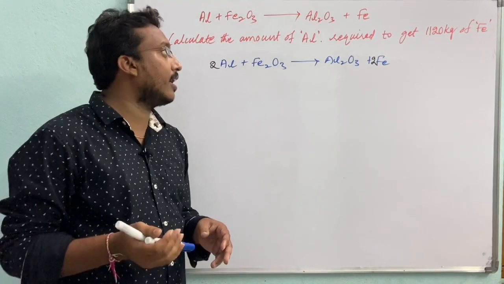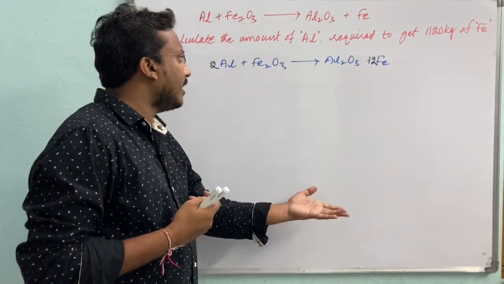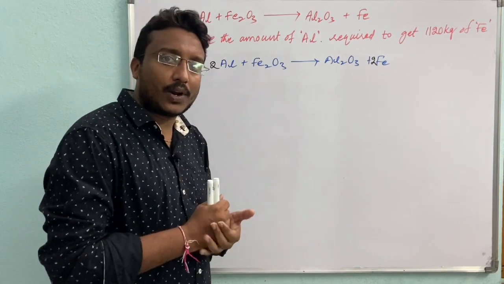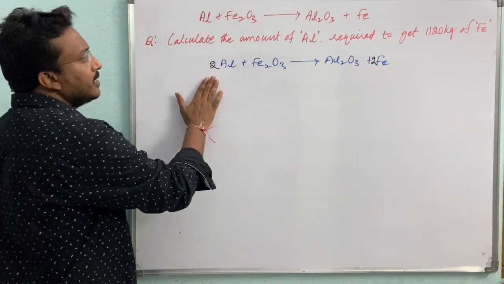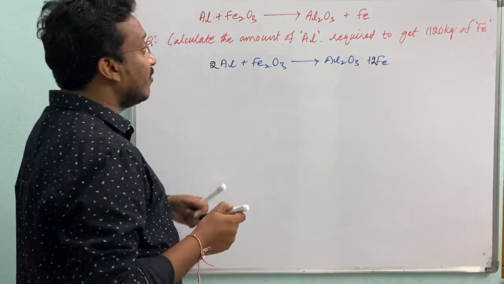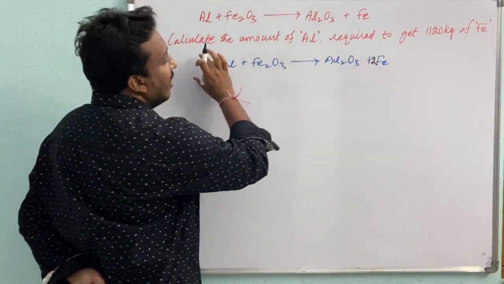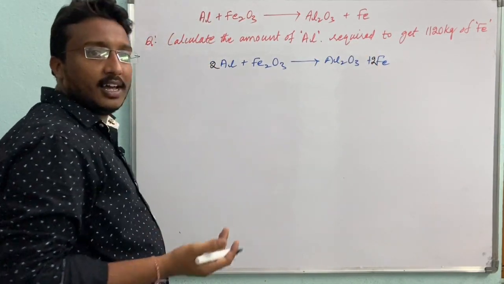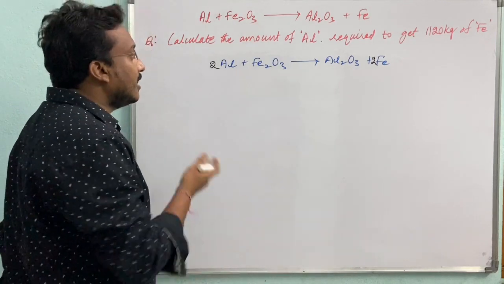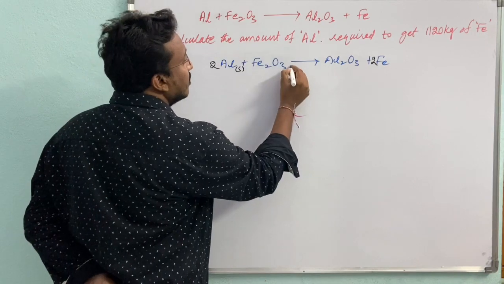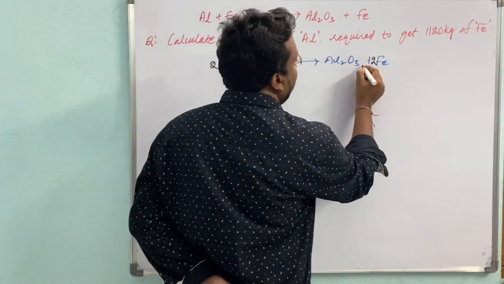In a given example, first we have to test whether the given equation is balanced or not. Now it is balanced. After that, I have to make it more informative. The given reactants and products are solid, liquid, or gaseous in state, and we have to mention that. Aluminum is solid in state, and this is also solid in state.